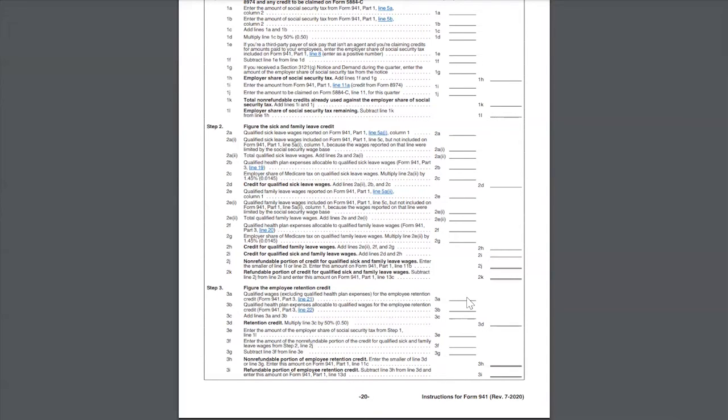Then you go to line 3D and you will multiply your qualified wages, let's just say it's $30,000, by 50%. 50% credit is for year 2020. For year 2021, the percentage went to 70%. Again, remember you can use the same worksheet for both years, because this worksheet you don't submit anywhere. You're just using it for your personal calculation. But remember, for 2020, it's 50% and for 2021, it's 70%.